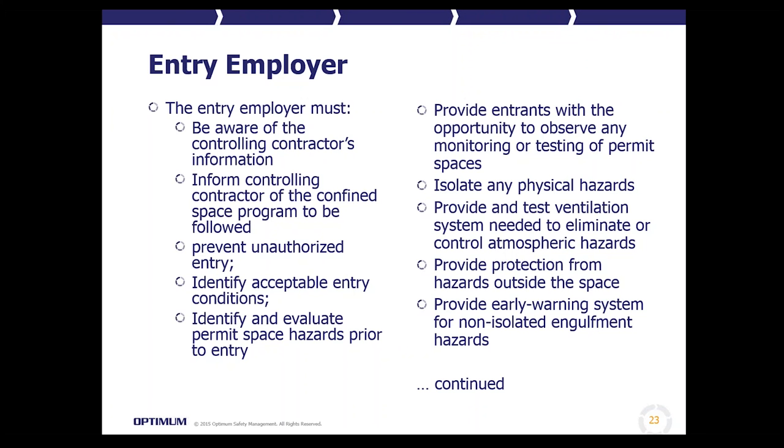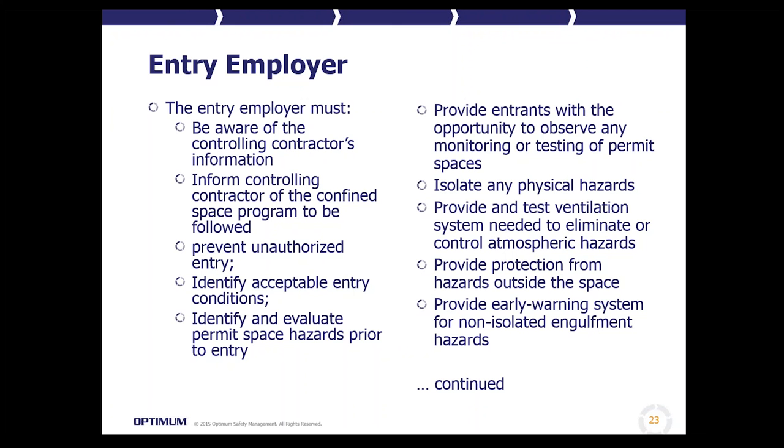Want to be able to identify what are the acceptable conditions. So what do we need to do beforehand to make sure that that space is safe for our employees to go work in? We need to identify and evaluate permit space hazards prior to entry. So we're going to talk here in just a few minutes about a form that needs to be filled out, the permit itself. That permit needs to address several issues, and why we're filling that permit out is that basically it's a checklist to make sure that we have controlled the hazards in the area to keep our employees safe.